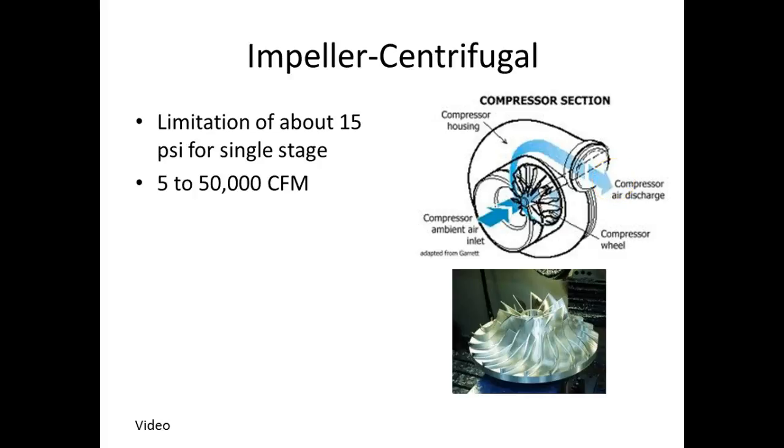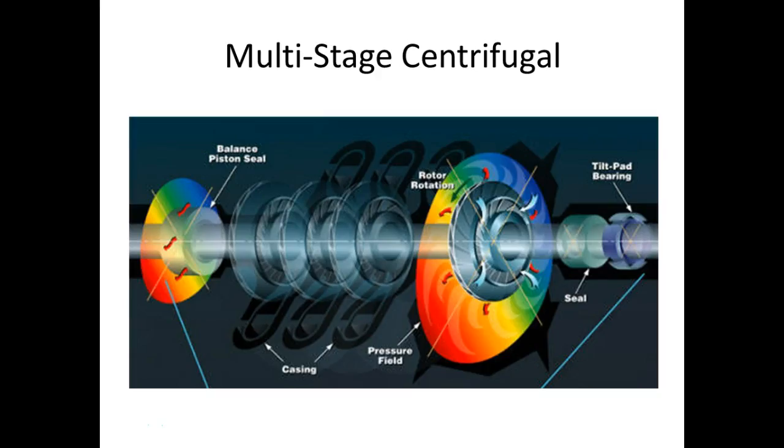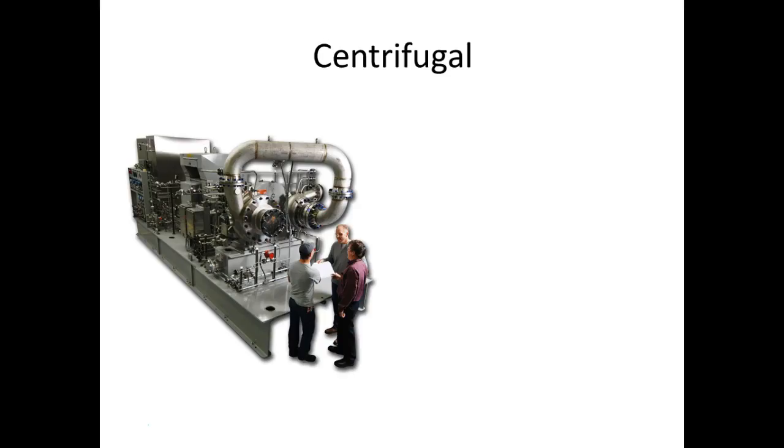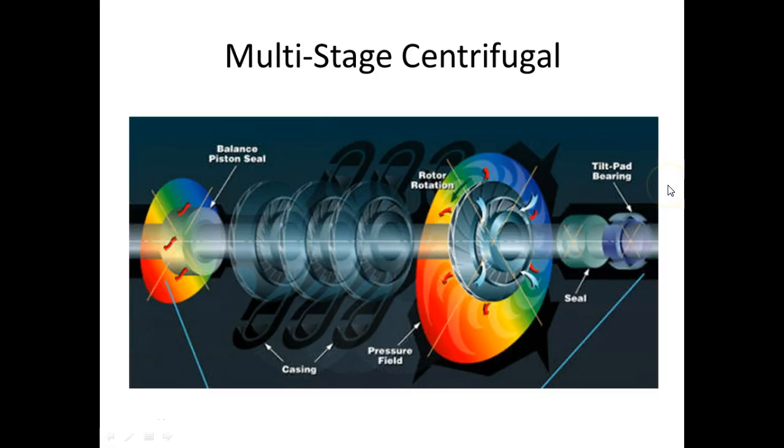5 to 50,000 cubic feet per minute. And this is a multi-stage centrifugal compressor. So basically, you just take the output of one and do what? This is another picture of a big centrifugal compressor.